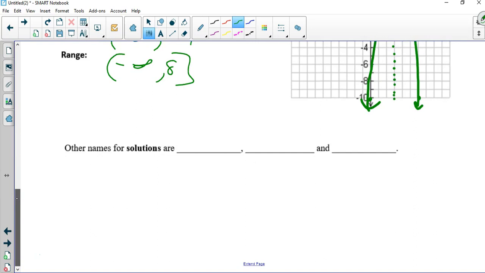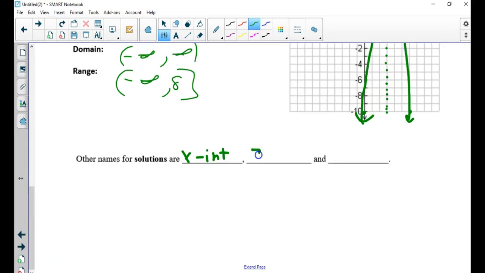And then other names for solutions are x-intercepts, zeros, and roots.